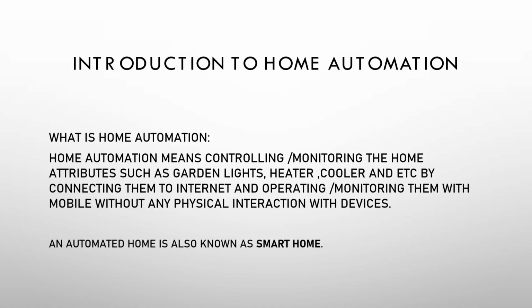Coming to the introduction to home automation. What is home automation? Home automation means controlling and monitoring home attributes such as garden lights, heaters, coolers, etc. by connecting them to the internet and operating or monitoring them with a mobile, without any physical or human interaction with the devices. An automated home is also simply called a smart home.